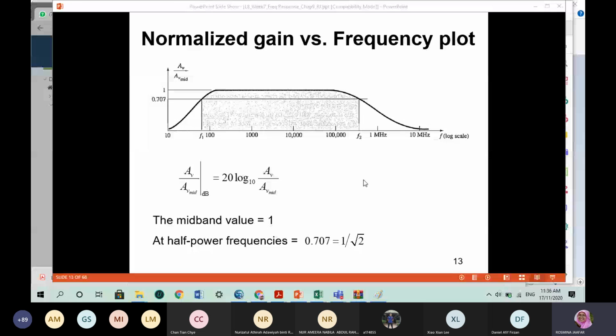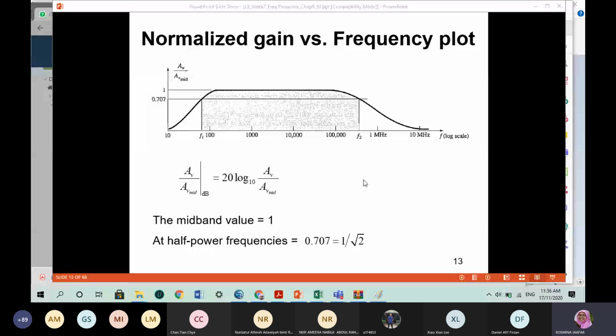So in this range, from 100 to 100,000, 100,000 is 100 kilohertz. If you have a gain of 1 and you input, for example, a voltage of 2 millivolt, you will get an output of 2 millivolt also. Or maybe you can input 5 volts. The output will also be 5 volts.